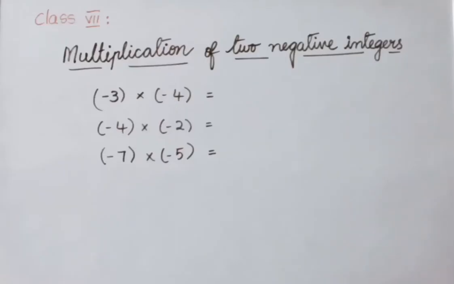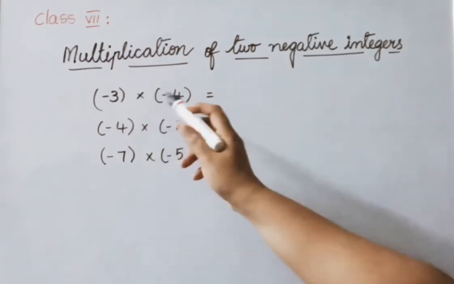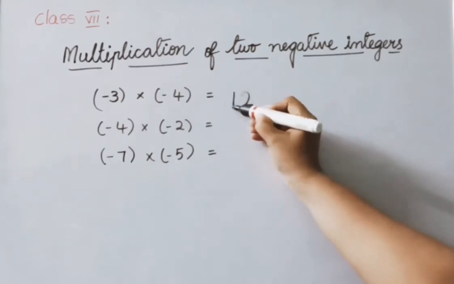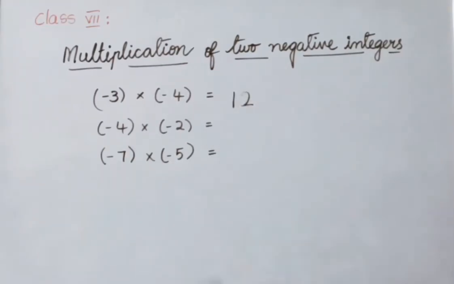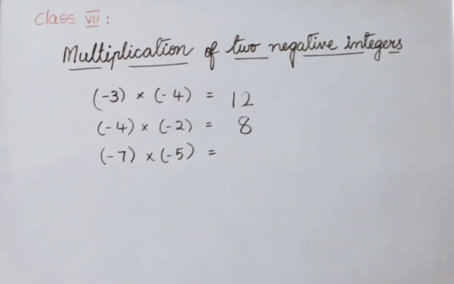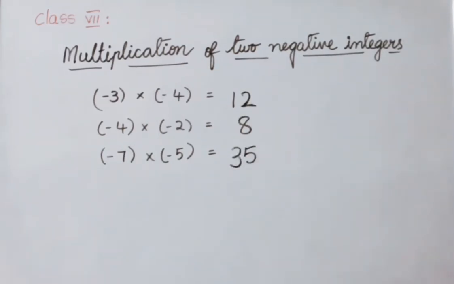See now multiplication of two negative integers. Minus 3 into minus 4. Minus into minus plus, 3 4s are 12. Next, minus 4 into minus 2. Minus into minus plus, 4 2s are 8. Next, minus 7 into minus 5. Minus into minus plus, 7 5s are 35. From these examples what we have noticed is the product of two negative integers is always a positive integer.